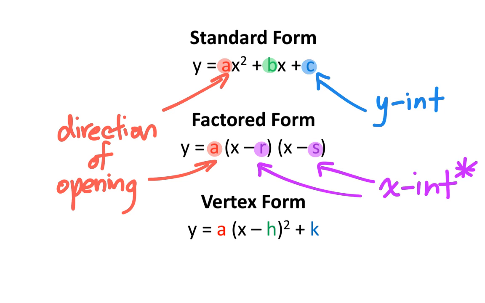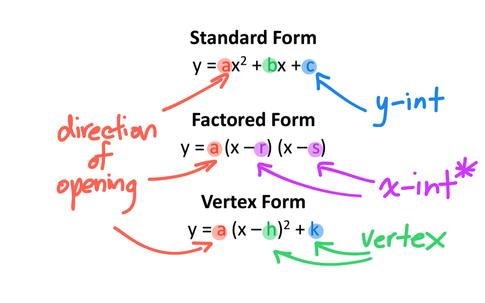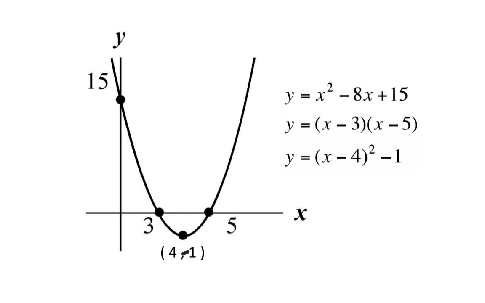In vertex form, the value of A once again tells us the direction of opening, while H and K are related to the vertex. They don't tell us the vertex exactly. In our first example, you can see a parabola. We have its equation in standard form, factored form, and vertex form.